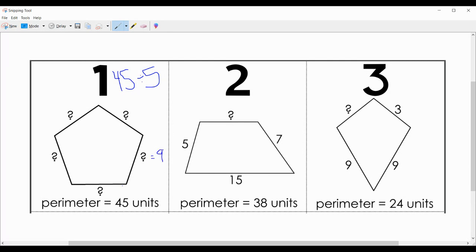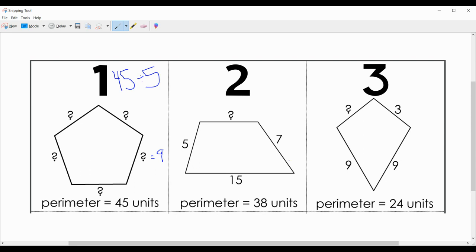Good job. So the key to solving these types of problems is realizing that all the sides are the same, and we call this a regular. In this case, it's a pentagon because it's 5 sides. It's a regular pentagon. The word regular means that all these sides are the same. Okay, let's move to number 2 really quick.